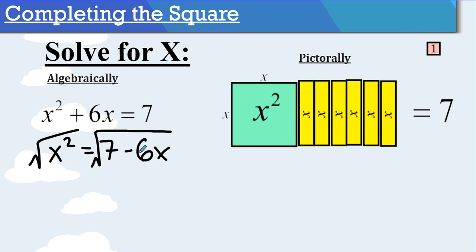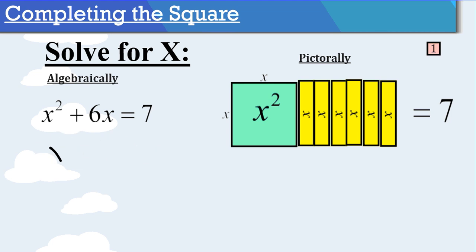Some people think this makes 1x. No, 7 ones minus 6x's, those are not like terms. They will not simplify, and I can't just take its square root. So the 6x gets stuck. I have to manipulate the equation to make a perfect square so that I can take a square root.